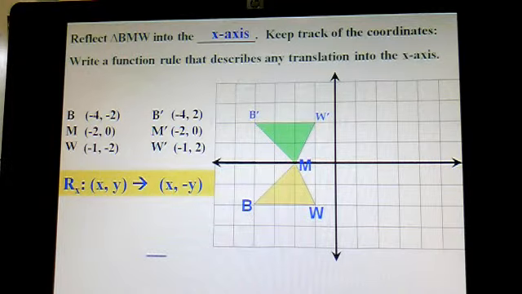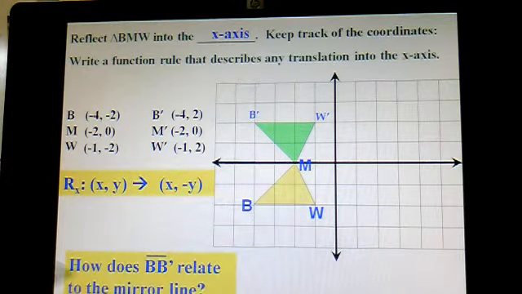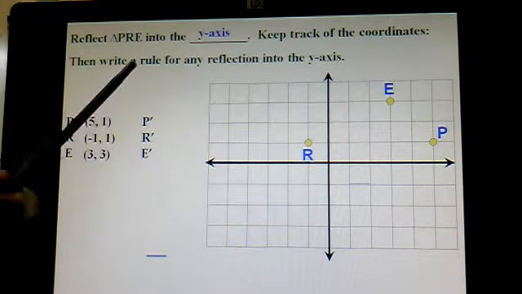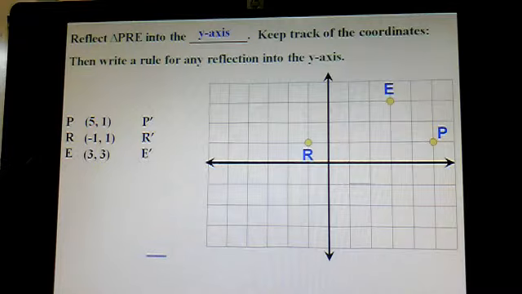So the second one we're going to do, I'm going to pause the video here so I don't lose all the recording. The second one, and don't worry about this question right now, I'll come back to it later, is reflecting this triangle PRE with these given coordinates into the y-axis. Like I said, I'm going to pause it because I've had this thing disrupted a couple times and I want to make sure I get a good recording. Okay, so try that one. I'll be back in a minute.